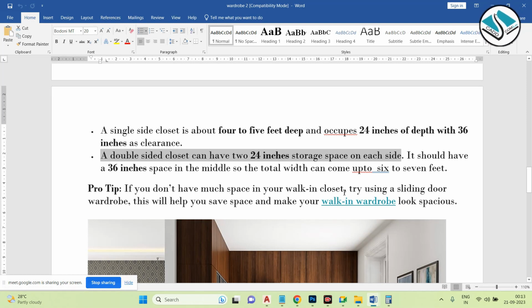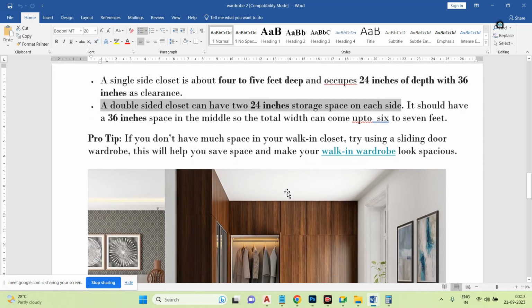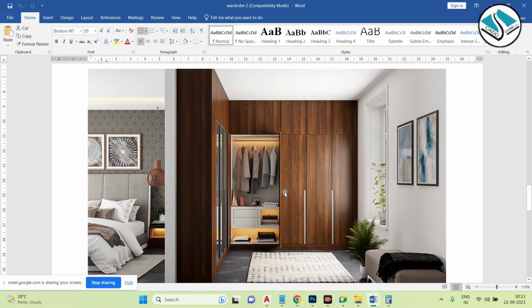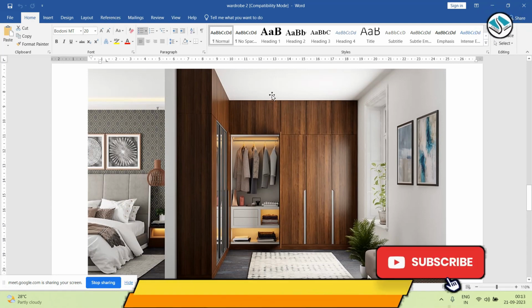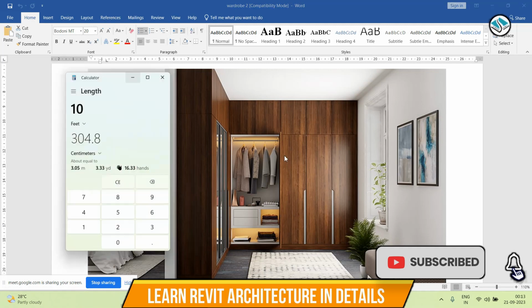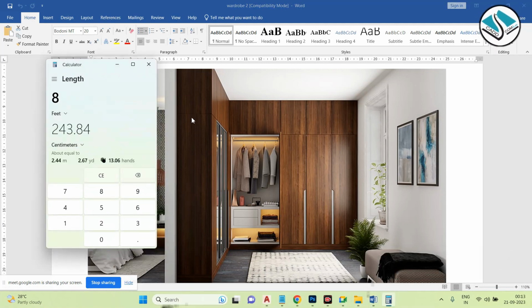But second point, depending on the client requirement, you should know all about different dimensions of the wardrobe. Here you can see it's also a different wardrobe size from bottom to ceiling. The size of that wardrobe will be around 243, and in Saudi Arabia, maybe a 304.